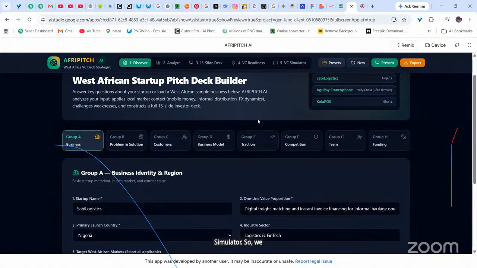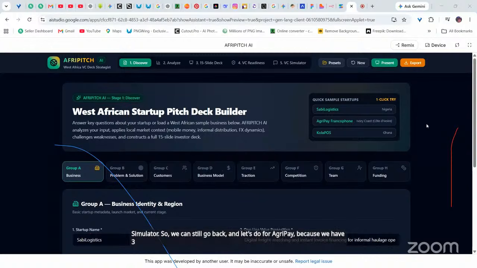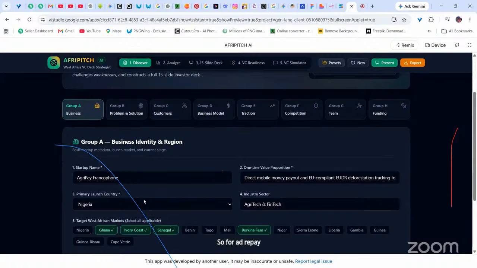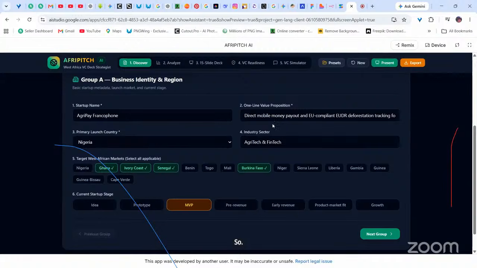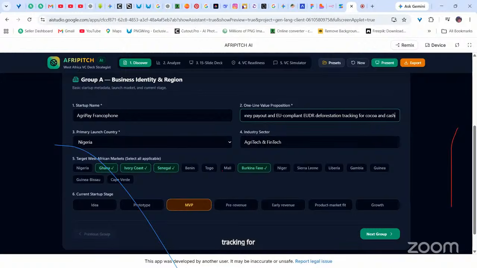So we can still go back and let's do for AgriPay, because we have 3 of it here. 3 quick sample startups. So let's check for AgriPay Ivory Coast. So for AgriPay, the group A, we have the business identity and region. So the startup name, like we said, AgriPay Francophone. One line value proposition: direct mobile money payout and EU compliance, EUDR deforestation tracking for cocoa and cashew farmers in West Africa.